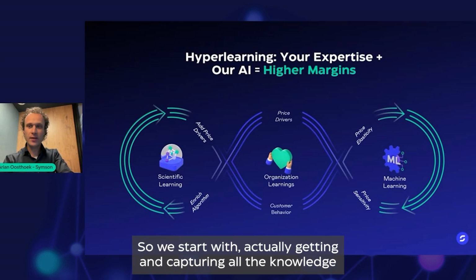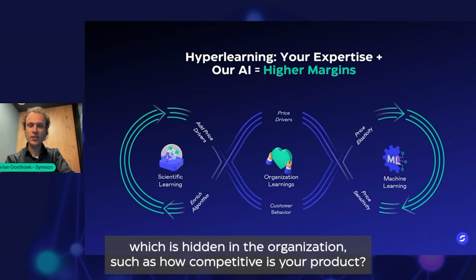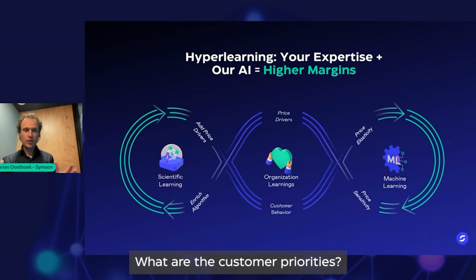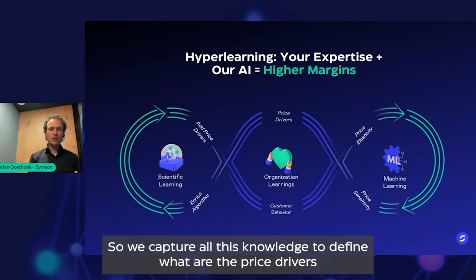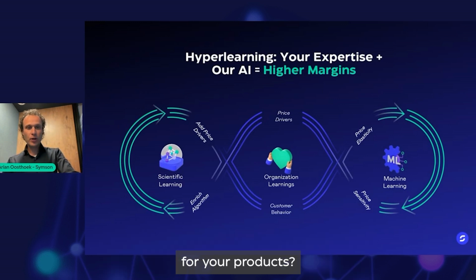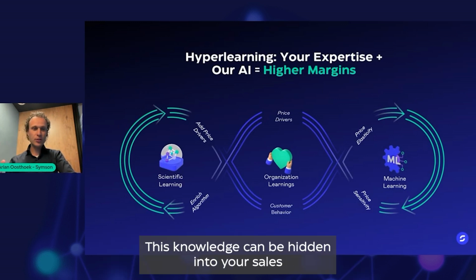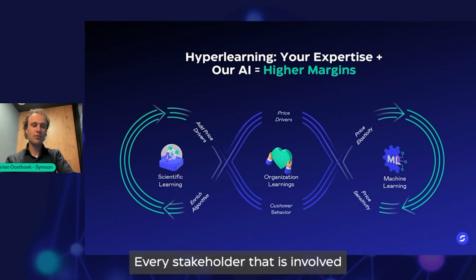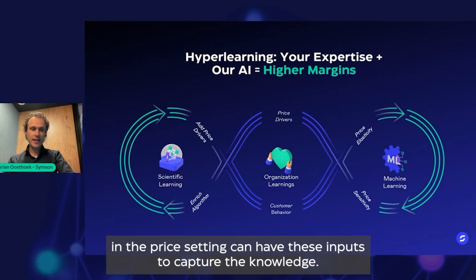So we start with actually getting and capturing all the knowledge which is hidden in the organization, such as how competitive is your product and what are the customer priorities. So we capture all this knowledge to define what are the price drivers for your products. This knowledge can be hidden in your sales team, your marketing team, your finance team. Every stakeholder that is involved in the price setting can have their input to capture the knowledge of what should be in the price model.